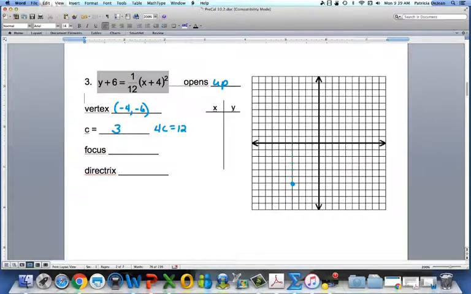Okay, it opens up, so our directrix is underneath it, 1, 2, 3 spaces away. So we can draw in our directrix, which is at y equals negative 9. Our focus is going to be 3 spaces to the other side of the vertex, so 1, 2, 3. So our focus is going to be at negative 4, negative 3.